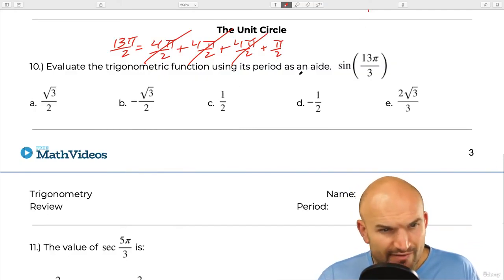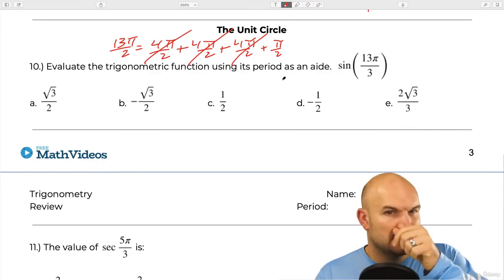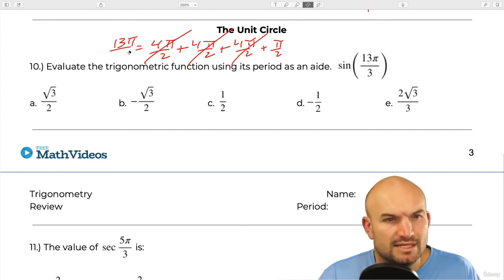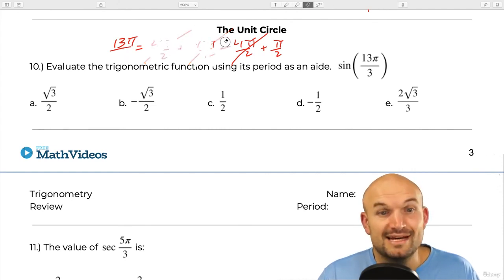So really, we're just trying to evaluate the sine of pi halves, which I'm not seeing the answer on. Oh, I'm an idiot. That's over 3, not over 2. Dang it. All right, so that was the right idea, but the wrong numbers. Let's go and fix that.